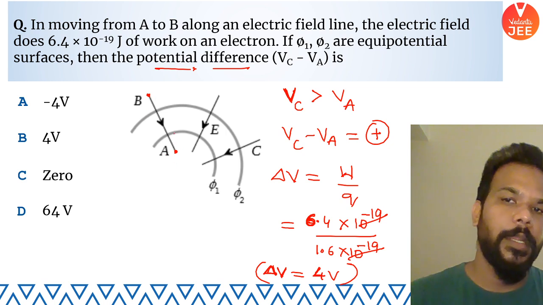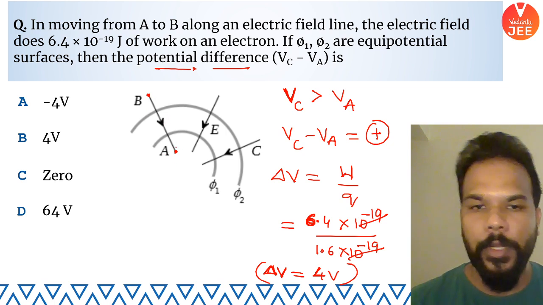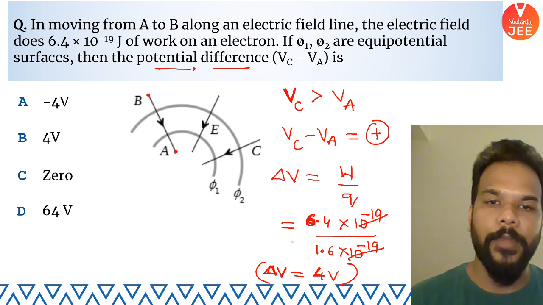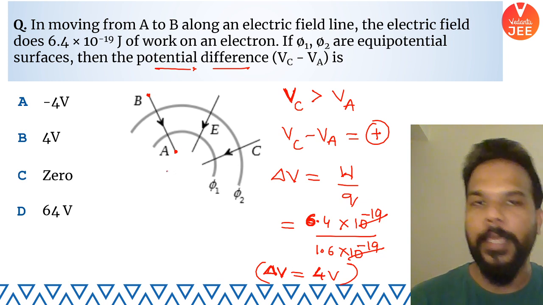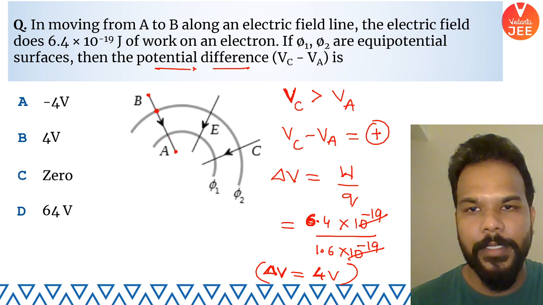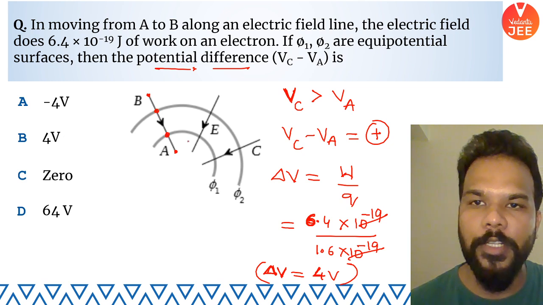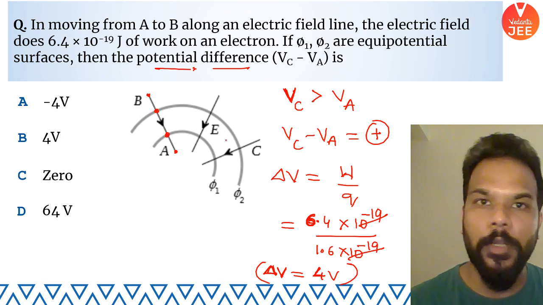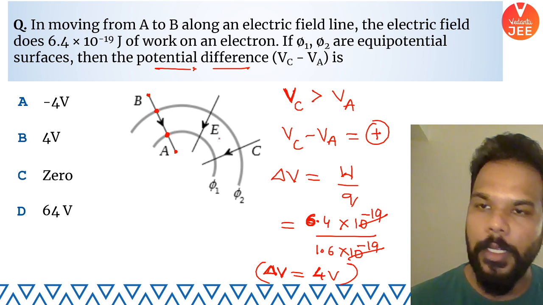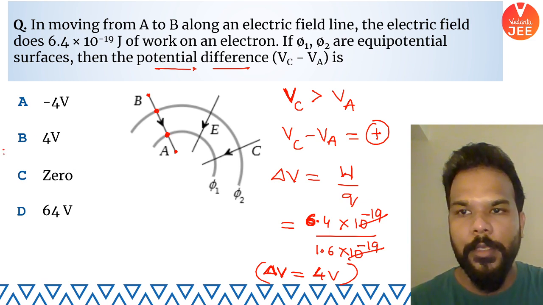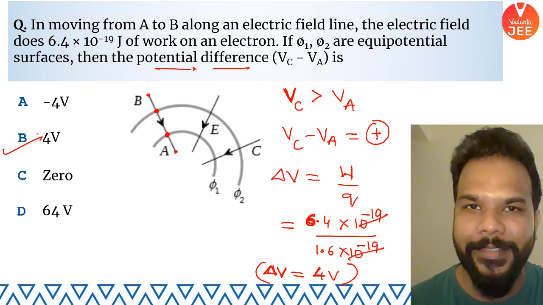So it does not matter going from A to B, whatever the work will be, that will be negative, and what you are getting from B to A is what you are bringing, or say from this point to this, from one equipotential surface to the other one. That is what electric potential is. It is nothing but the work done per unit charge. Okay, so the answer comes out to be option B.